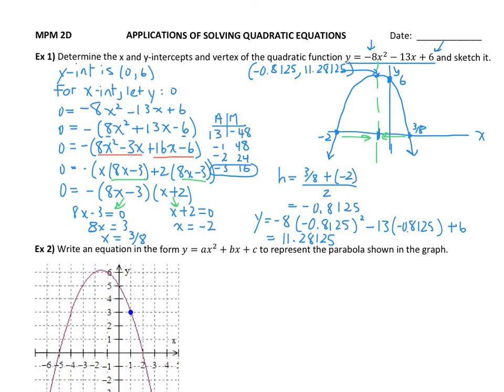All right, write an equation in the standard form, y equals ax squared plus bx plus c, to represent the parabola shown in the graph. Now, vertex form is going to be kind of hard to do because I can't really tell where the y-coordinate of the vertex is. It's slightly above 6, but I don't know exactly where it is. So what I can see is that my x-intercepts are at -5 and at +2. So I'm going to go with my factored form here.